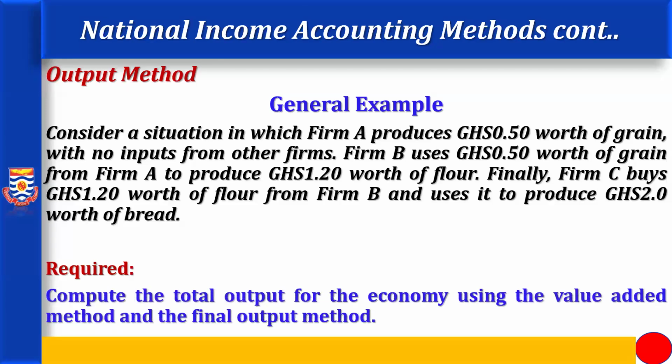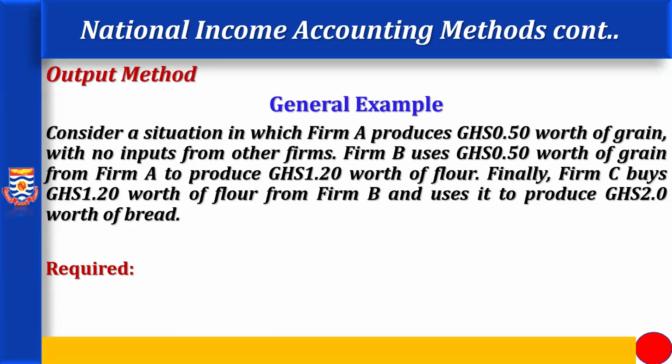Consider a situation in which a firm produces 50 pesos worth of grain with no input from other firms. Firm B uses the 50 pesos worth of grain from firm A to produce 1 cedi 20 pesos worth of flour. And finally, firm C buys the 1 cedi 20 pesos flour from firm B and uses it to produce 2 cedis worth of bread. So this is also very obvious.